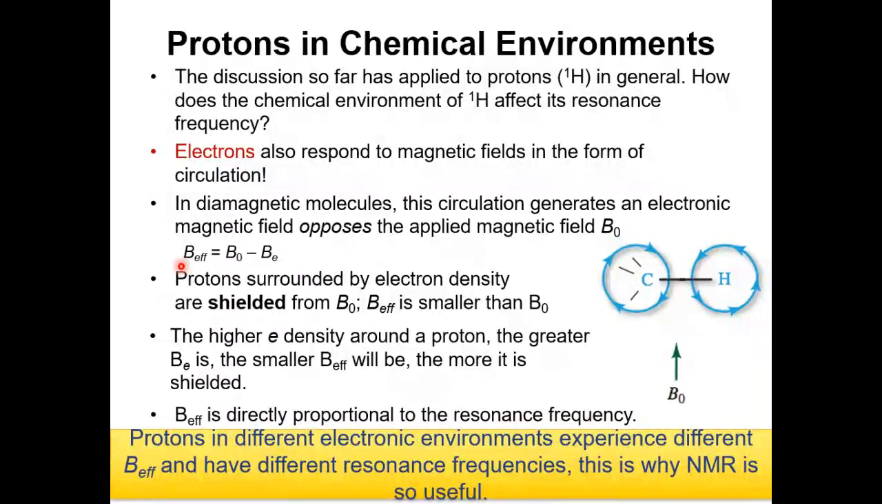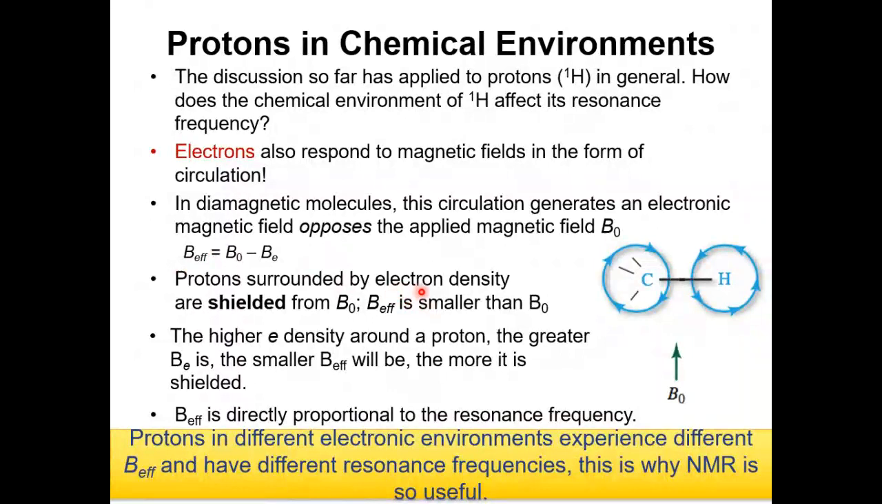Does it make sense to you? Because you have electrons around it, and you put those electrons in the magnetic field, the electrons will circulate. And the electron circulation will generate a field against the external field. So this is the magnetic field generated by circulation of electrons, and this field is always against the external field. So the effective field experienced by the nucleus is B0 minus BE.